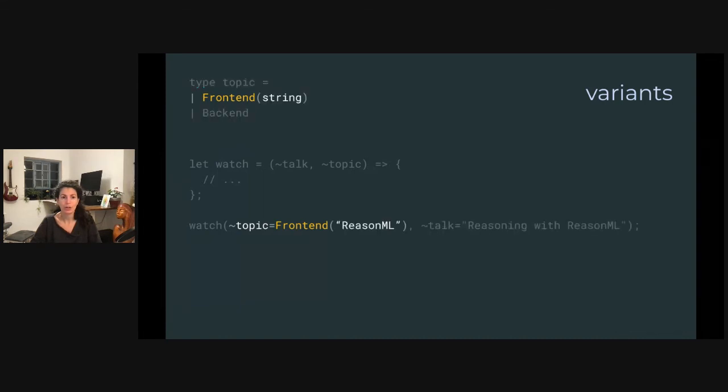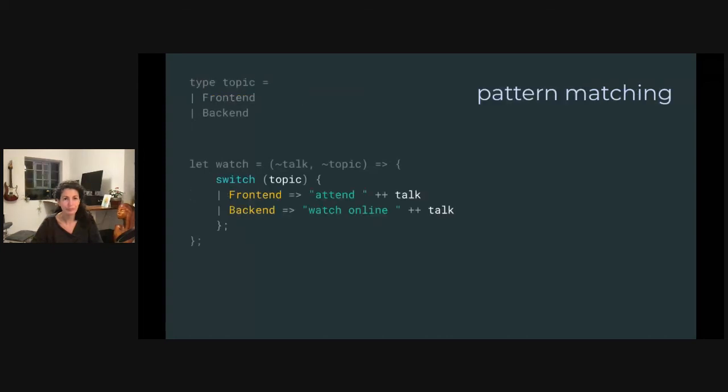Cool. Variant constructors can hold extra data. For example, here, the front-end topic can store the language name, a string, and in our case, when we use it, it is ReasonML. When you combine variants with pattern matching, you get a powerful combination that lets you execute some code based on the shape of the data. So here we avoided messy if-elses and got a clean structure of code which is also compiler verified.